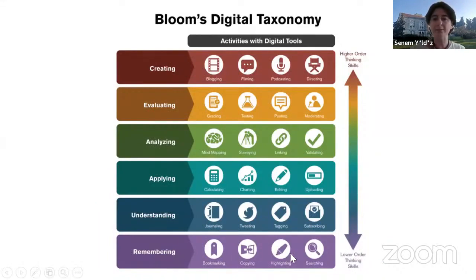And for example, certain tools have been identified in relation with these cognitive levels. For example, for remembering, students can use Word for copying, pasting information, for highlighting when they're reading on a PDF file, or for searching information using a search engine. For understanding level, they can read a book or maybe read an excerpt and they can tweet about it. They can label information. For the application level, students can prepare a chart, can edit information that they read. They can upload more information.